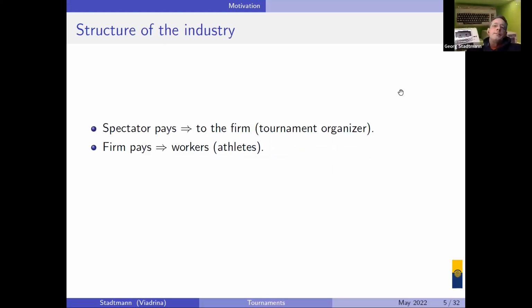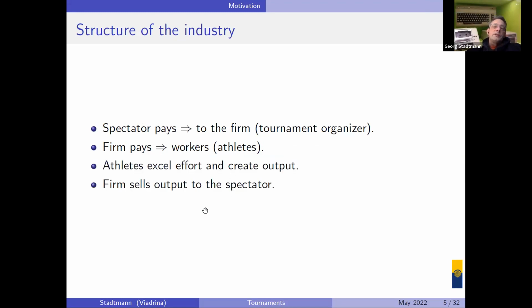and we'll proceed with the structure of the industry. The structure of the industry is as follows. The spectator will pay the firm, and the firm is a tournament organizer. Afterwards, the tournament organizer will pay the workers, the athletes, and afterwards the athletes will exert effort and create output, and the firm will sell the output to the spectator.